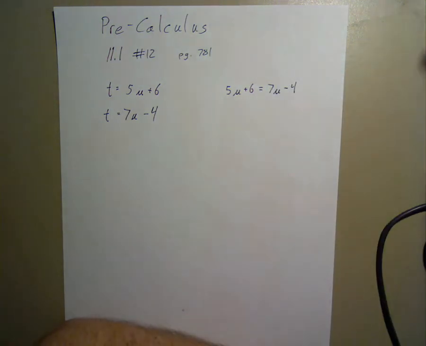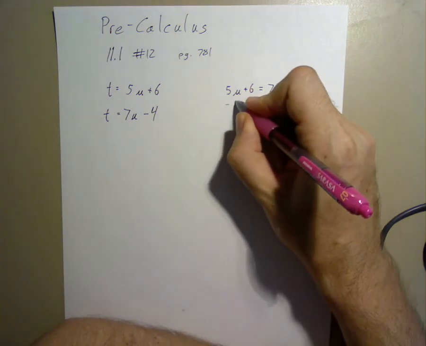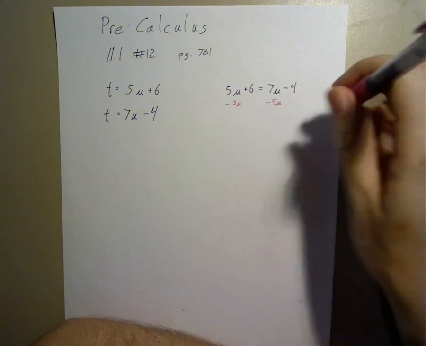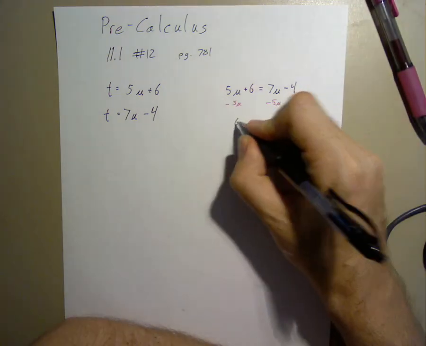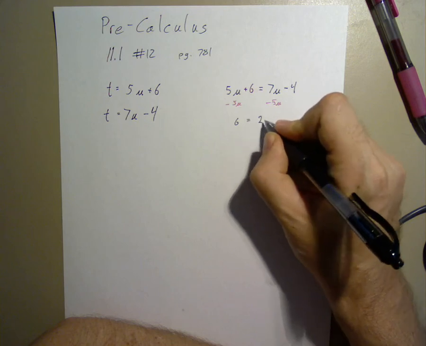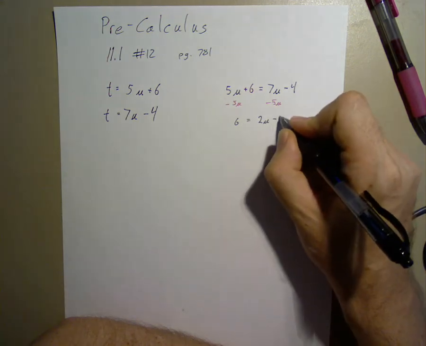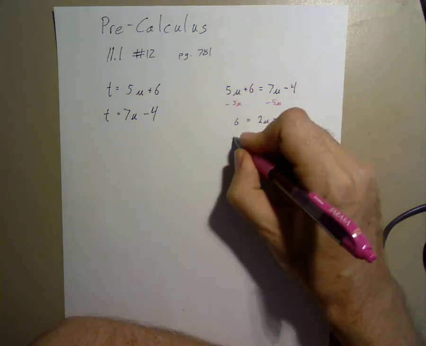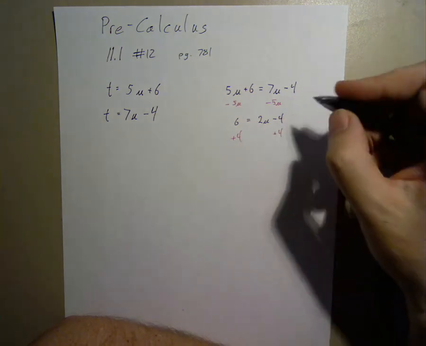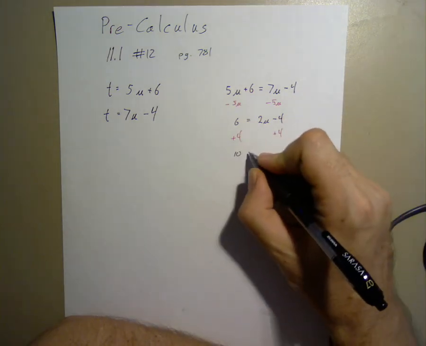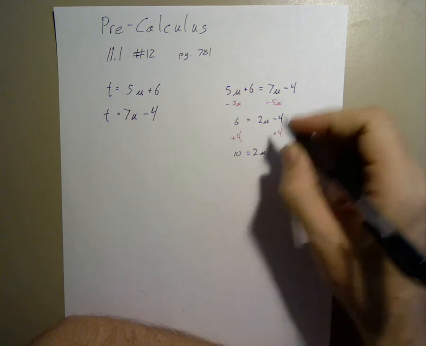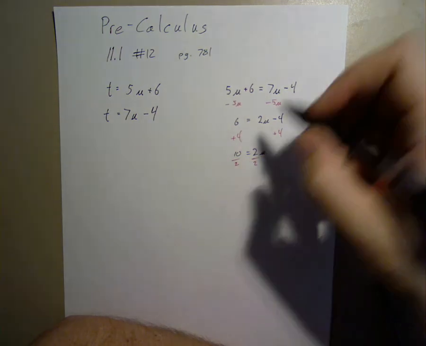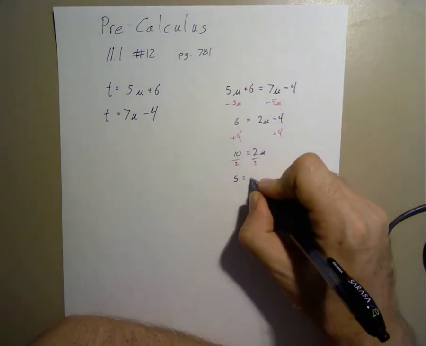I will subtract 5u from each side. This leaves me with 6 equals 2u minus 4. I will then add 4 to each side. I'm left with 10 equals 2u. Divide each side by 2. 5 equals u.